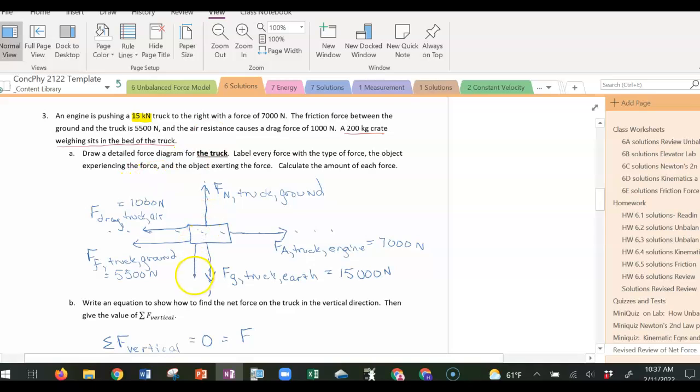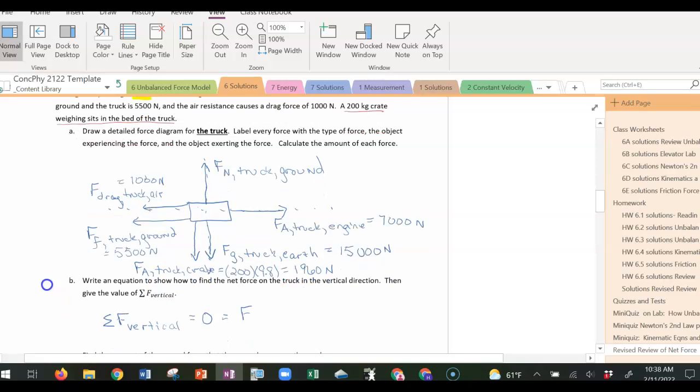So the crate is actually pressing down on the truck, right? I'm going to call this an applied force. I think properly it would be a normal force, but since I already have a normal force in this vertical direction, I'll call it an applied force on the truck by the crate. And I need to calculate that. The mass of the crate is 200 kilograms. So the amount of this force would be the 200 kilograms times 9.8, which would be 1,960 newtons.